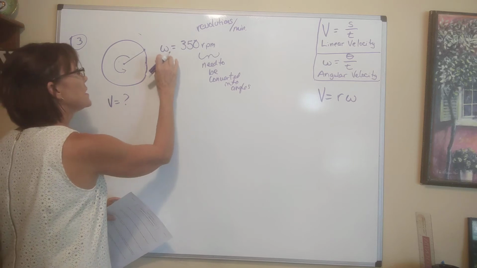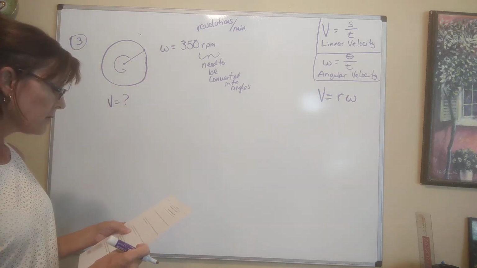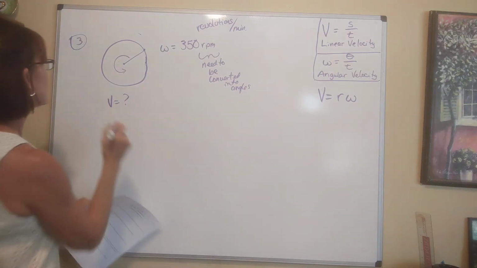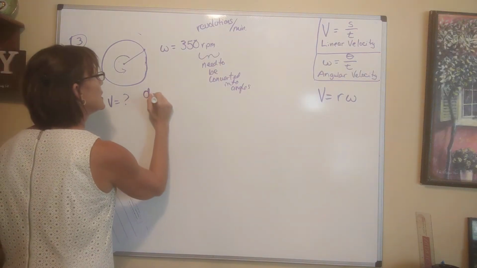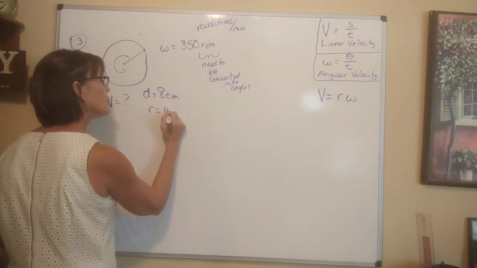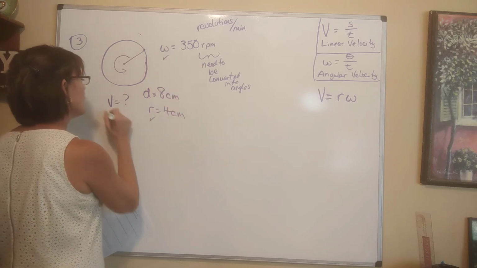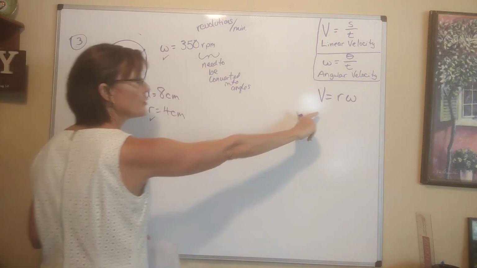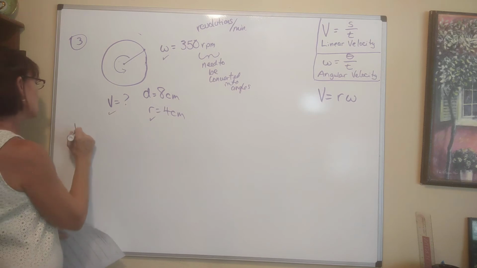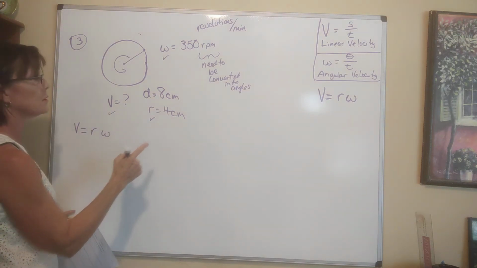They told us omega. Did they tell us anything else? Oh, yeah, I skipped this. The diameter is 8 centimeters. So what would the radius be? The radius would be 4 centimeters. So we know R, we know omega, we can solve V. We should use the same formula again. V is R omega, but the only problem here is there's a little bit of converting we need to do.